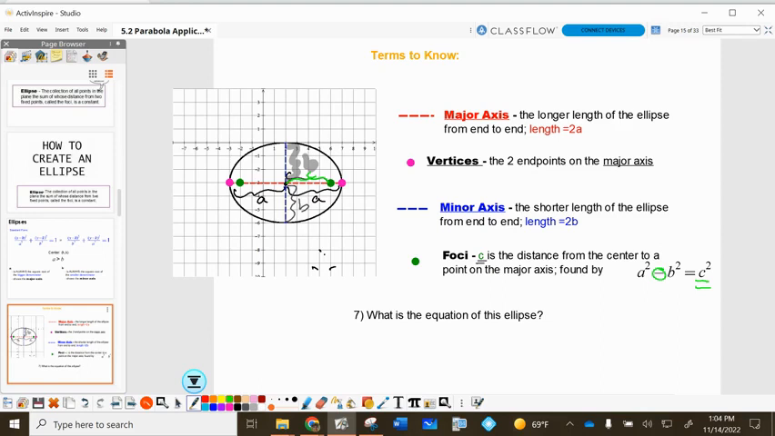All right, so they asked us what is the equation of the ellipse above. So let me erase those stray marks and see if we can figure that out. Whew, didn't know that would happen. Let's reset that page if we can.